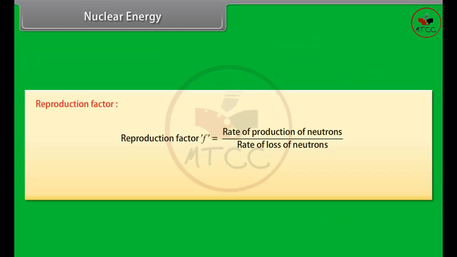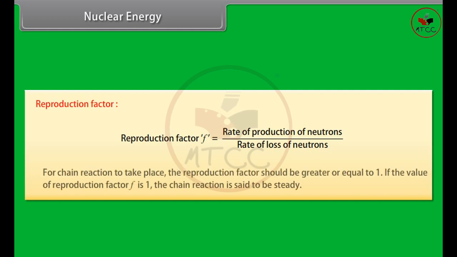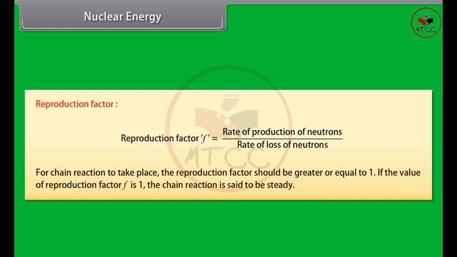It is defined as the ratio of rate of production of neutrons to the rate of loss of neutrons. For chain reaction to take place, the reproduction factor should be greater than or equal to 1. If the value of reproduction factor K is 1, the chain reaction is said to be steady.